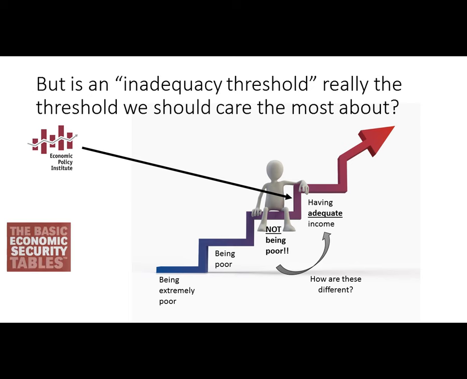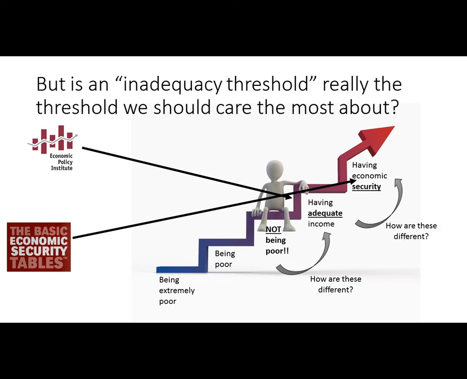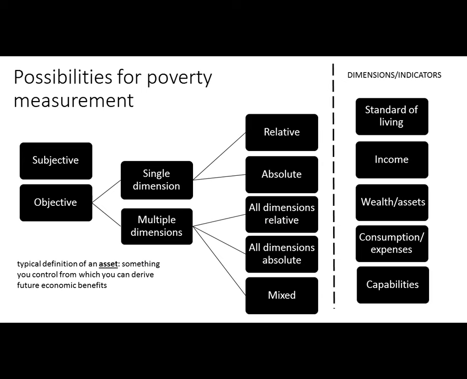And then we're also going to look at some materials from Wider Opportunities for Women. These are the basic economic security tables and their report on economic security in America, and they're going to point our attention to an even higher level, and that is having economic security. So as you look at the report from Wider Opportunities for Women and the report on basic economic security, think about how economic security is different from simply having adequate income.